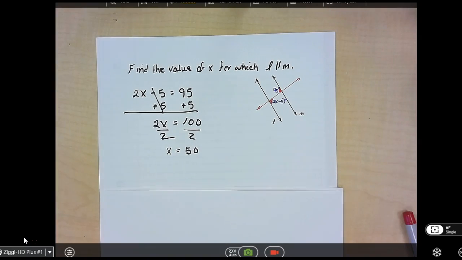So you'll be dealing with corresponding angles, alternate exterior, alternate interior, and same side interior being supplementary. So set up your equations according to what your angles are given, and then solve. And that's all you have for notes.